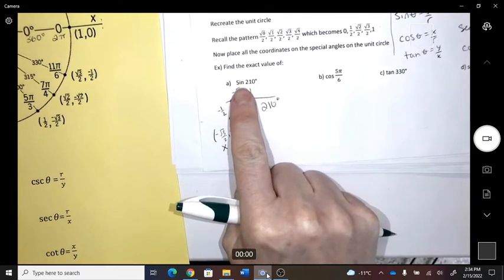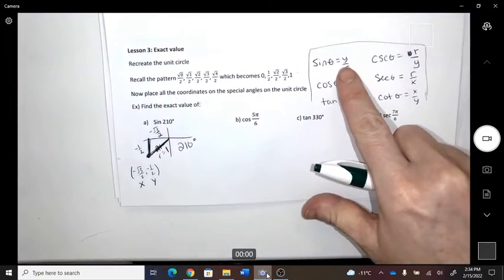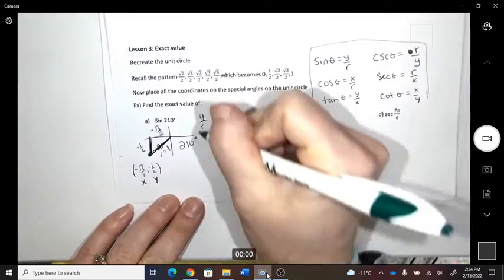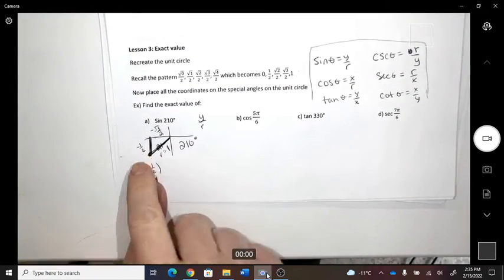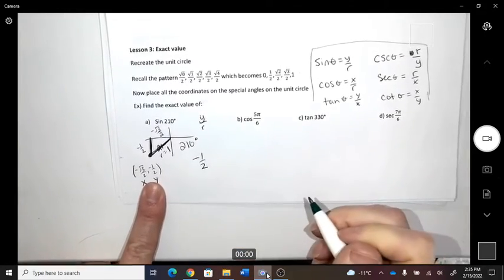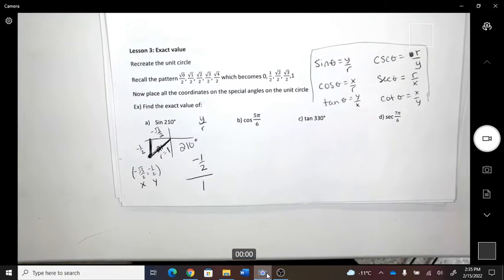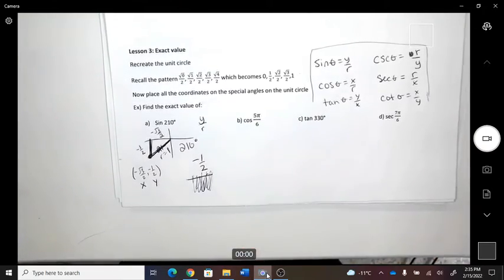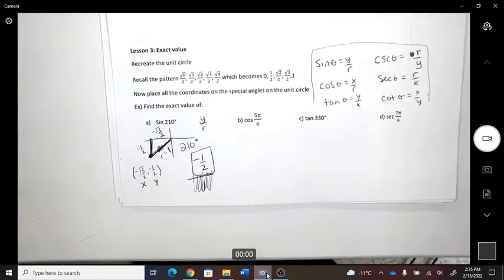Now, I was asked to find the sine value. So what should I do for a sine? I need to take the y and divide it by r. I'm going to do that. Okay, so what's the y? -1/2 divided by 1. Do we like to divide by 1 or does it matter? Doesn't really matter, right? It's not going to do anything. So my final answer is -1/2.